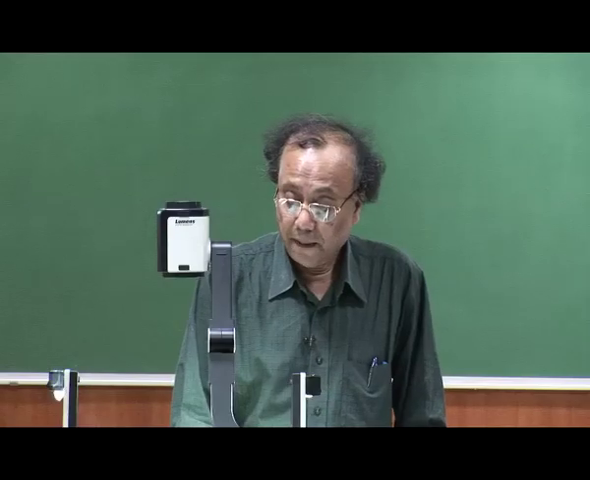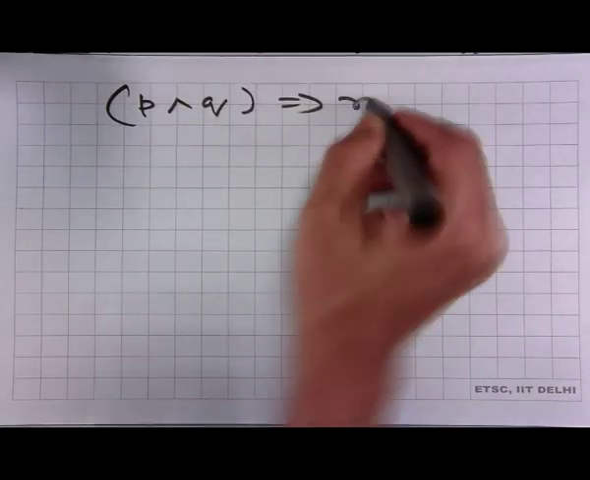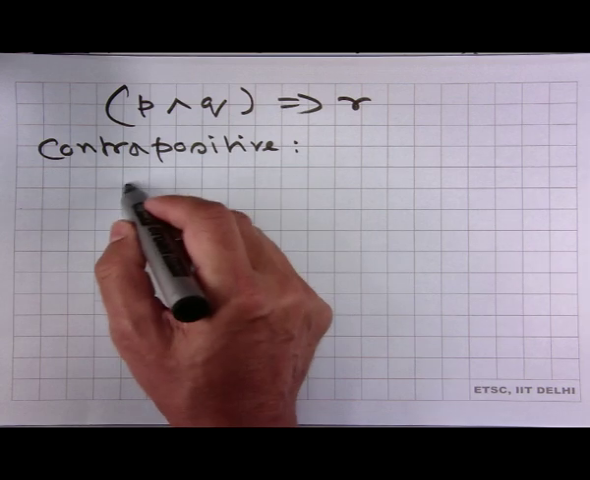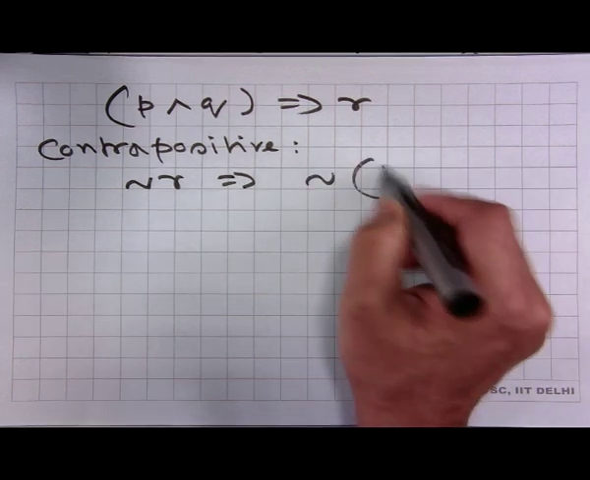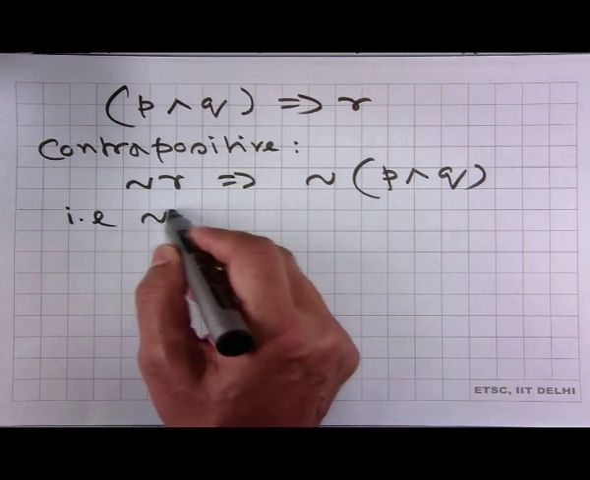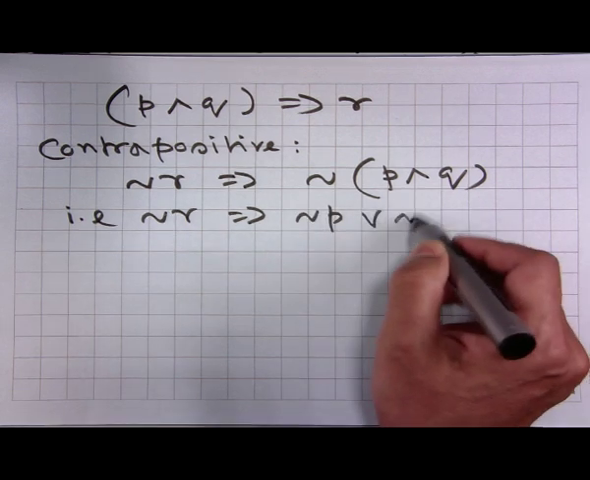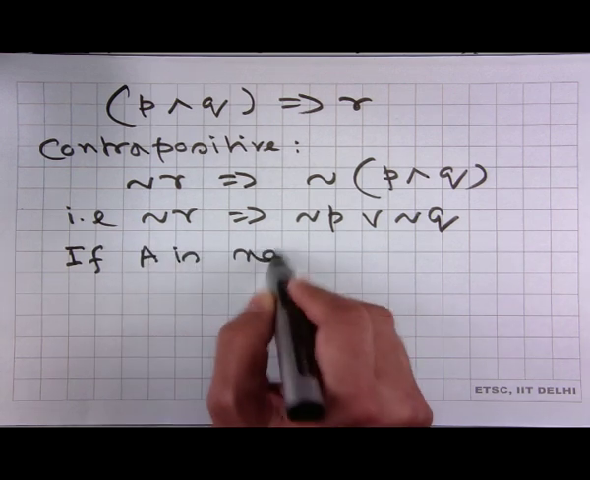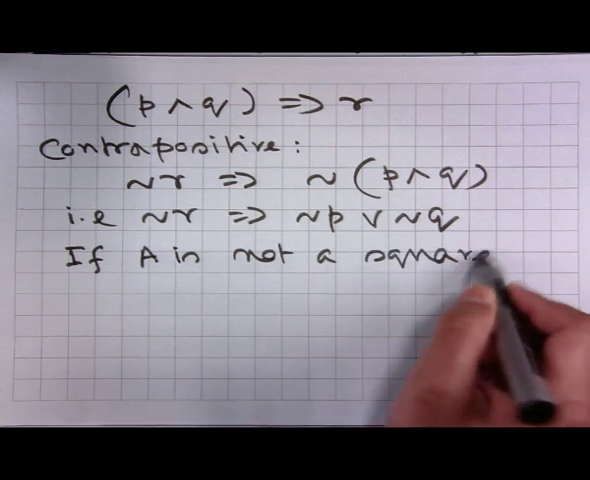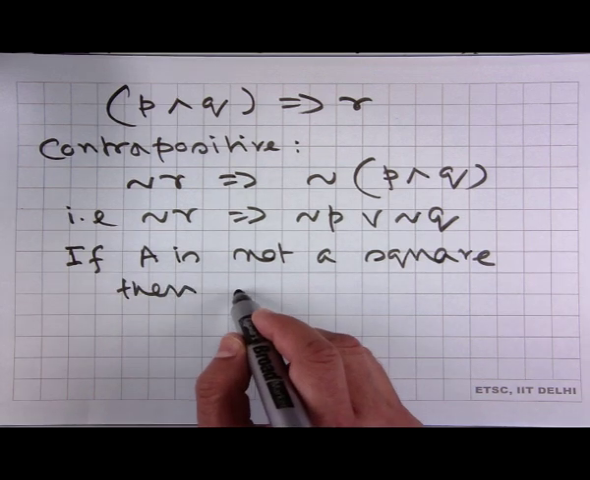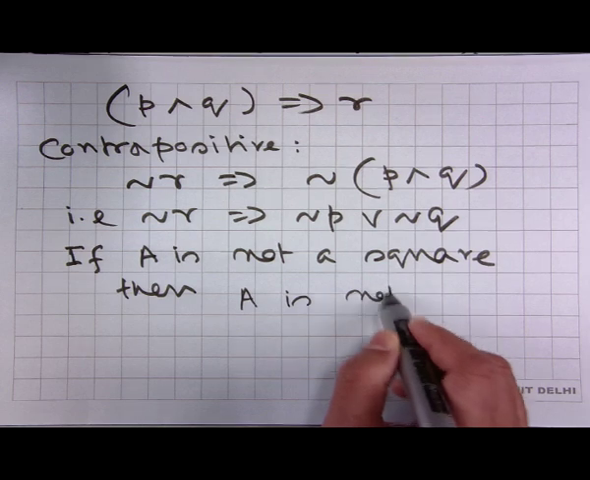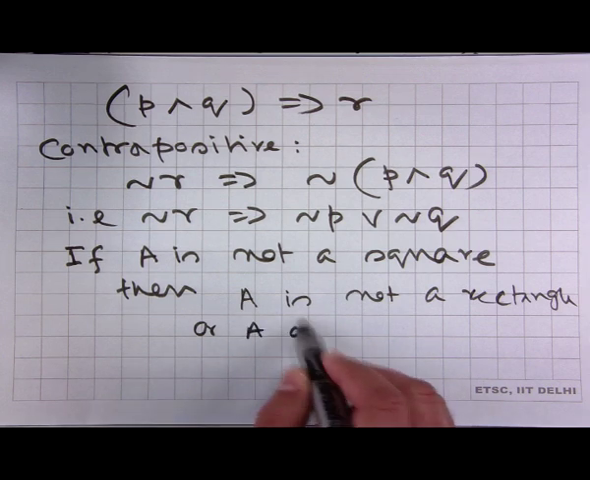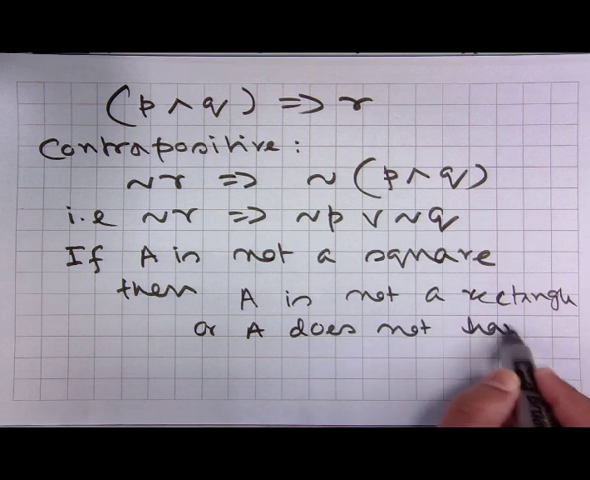What is the contrapositive? P and Q implies R. The contrapositive is not R implies not of P and Q, that is not R implies not P or not Q. That means, if A is not a square, then A is not a rectangle or A does not have all the sides equal.